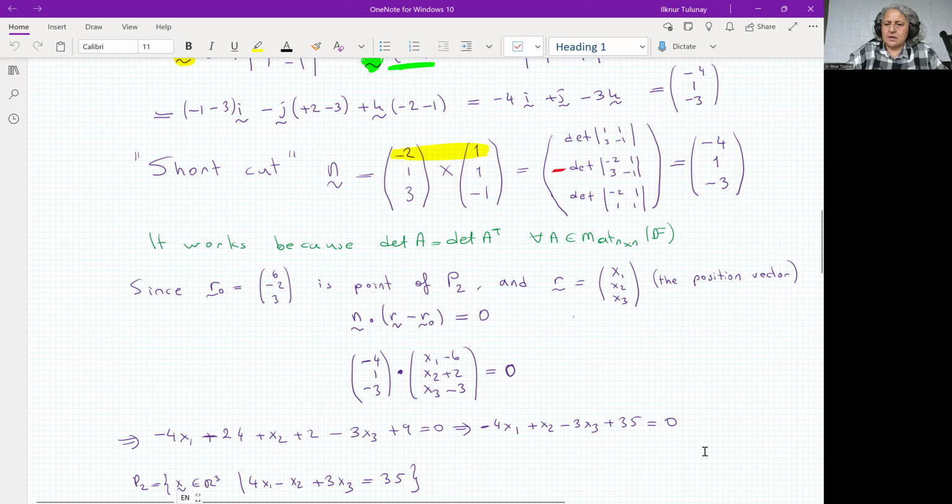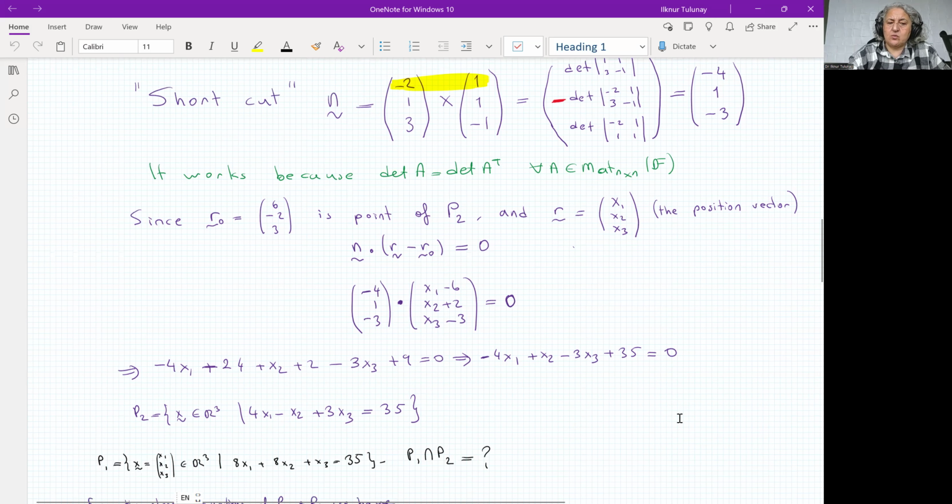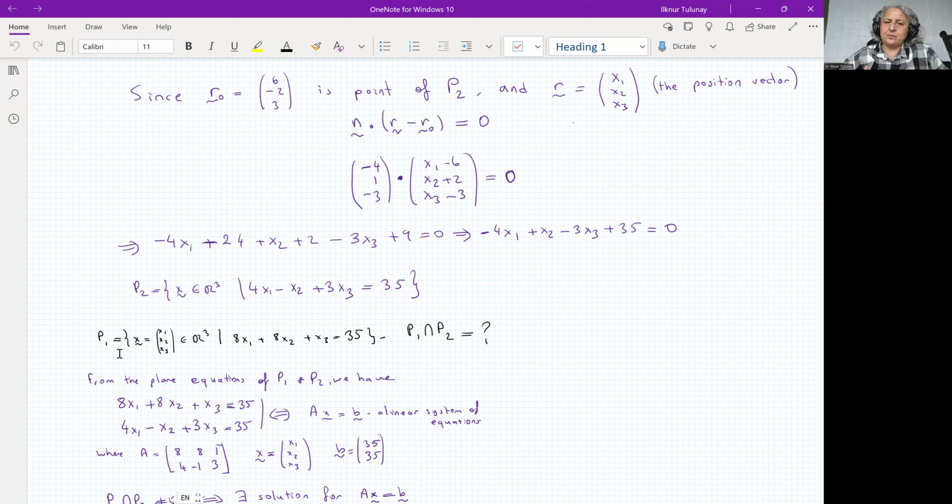If we organize it, this is the Cartesian form of the plane P2. So we obtain a Cartesian form of the plane P2. So this is one equation. This is another equation. So the P1 and P2 planes intersect if and only if we can find a simultaneous solution for this linear system of equations.